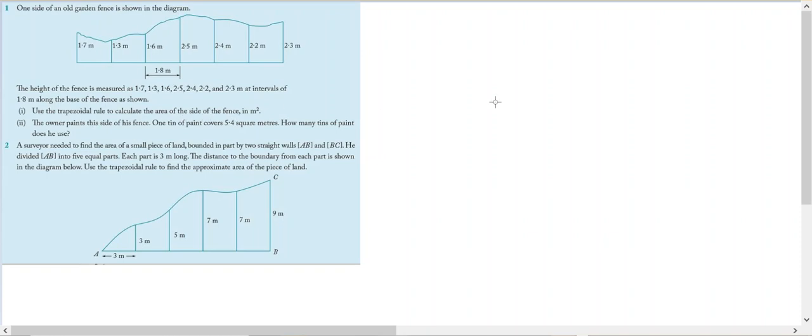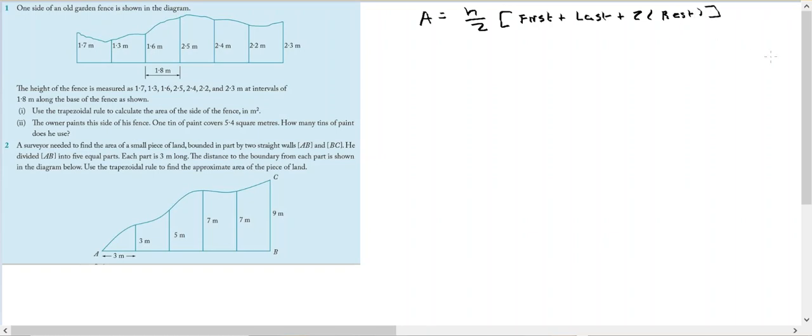Okay, so let's do that first part. The formula that we're going to use to do this is as follows. Area is going to be equal to h over 2, times the first, plus the last, plus 2 times the rest. So this is our formula.